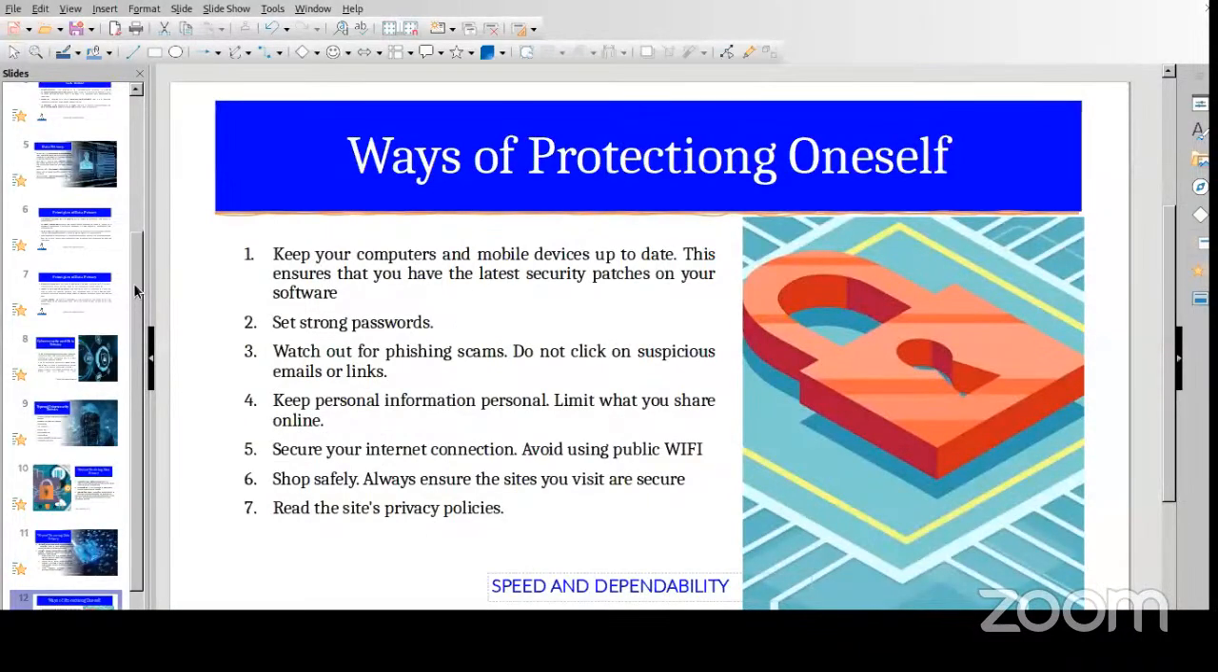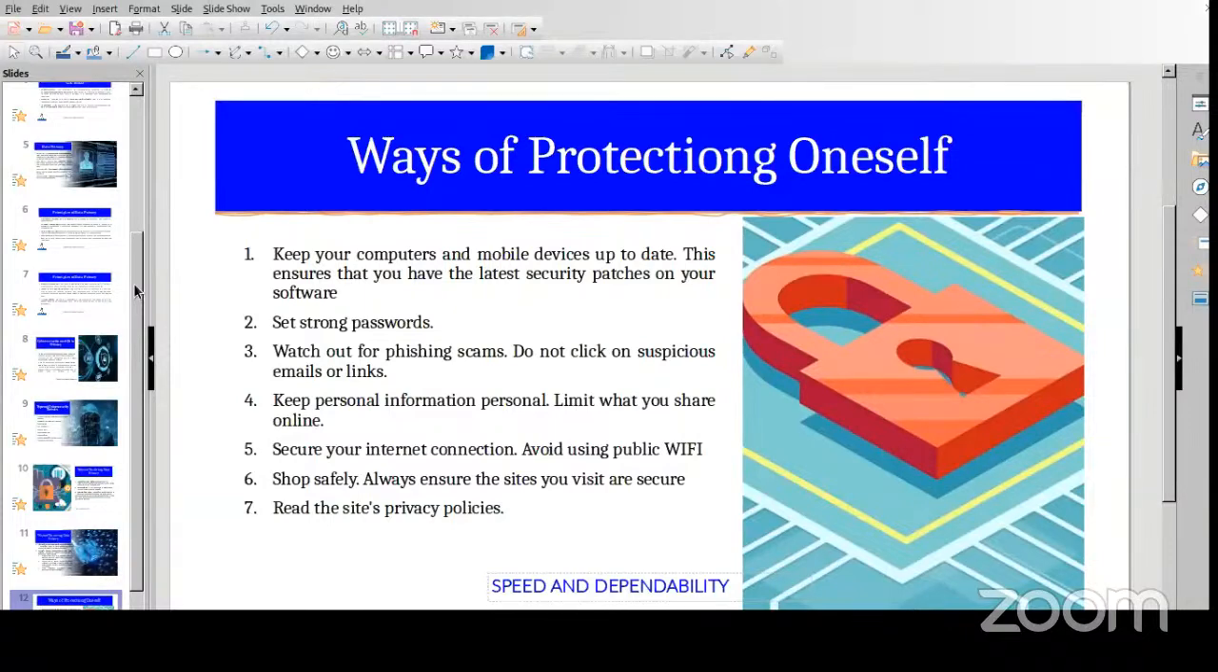Again, ways of protecting oneself. At the end of the day, it's not always about organizations. It boils down to you and I. If you are secure, your organization is secure. But if a phishing attack happens and you are targeted and successfully attacked, then the whole organization is at threat. So how do we protect ourselves?